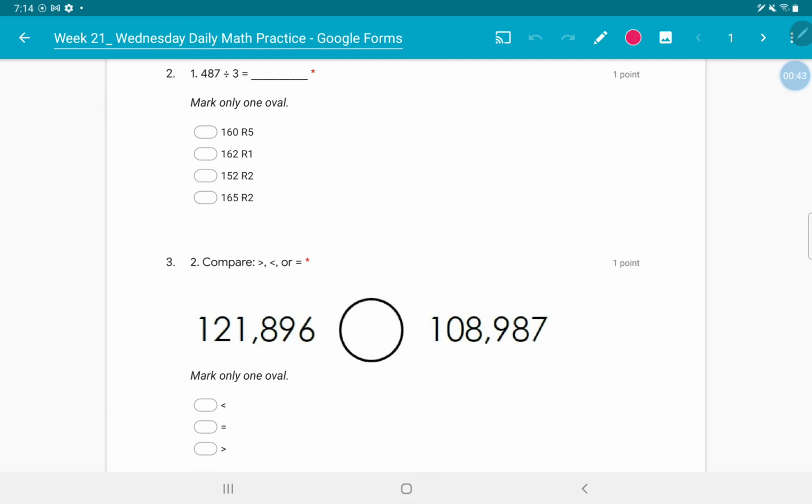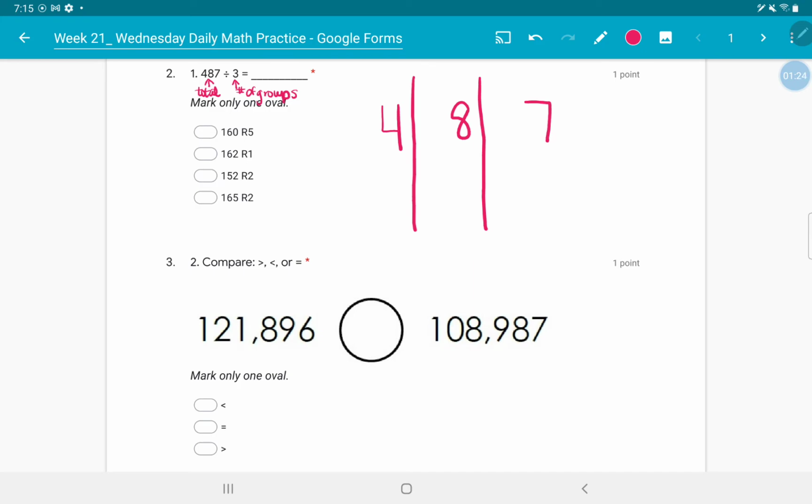We have 487 divided by 3. So 487 is the total number of things that we have. We're going to divide it into 3 groups. Now, yesterday we spent a lot of time using place value chart. We used the box method where we just use numbers on the place value chart, and we also use long division. Most of you are confident enough to use this method, and this is your preferred one. So we're going to solve that way.